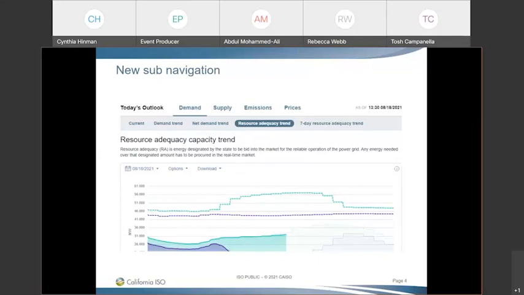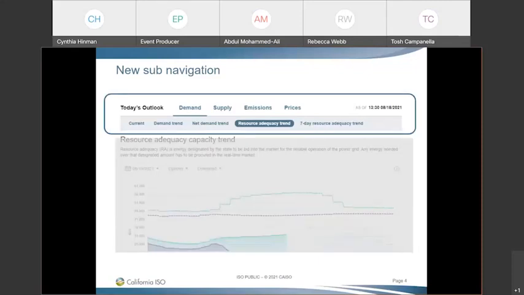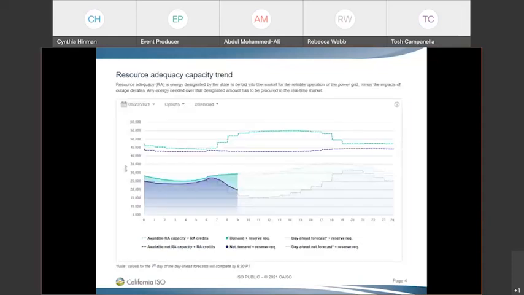All right. At the top of the demand screen, you're going to see this new sub-navigation bar, which provides easy links to the charts on the demand page. You can click the chart name and see the chart that you want to see. The current demand trend and net demand trend are charts that already exist, so we're not going to really go over those. But we are going to focus on the resource adequacy trends and the 7-day resource adequacy trend. So let's go to that first one there.